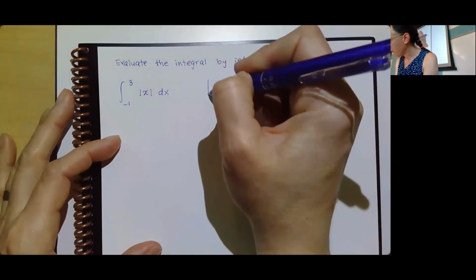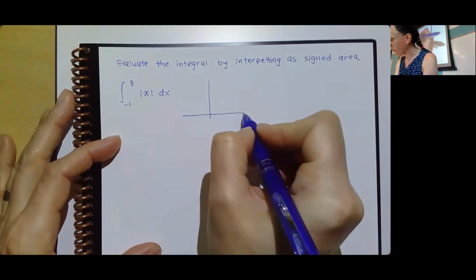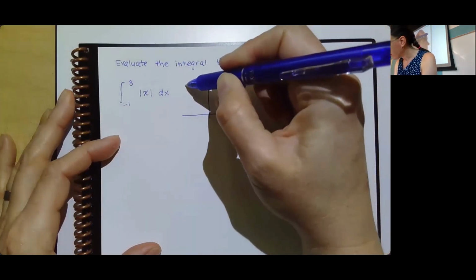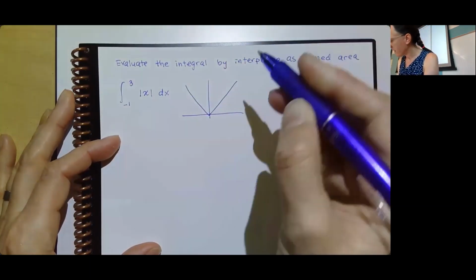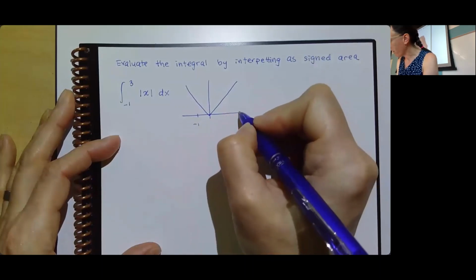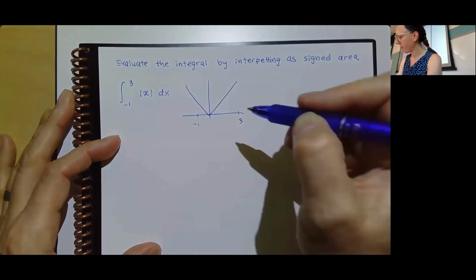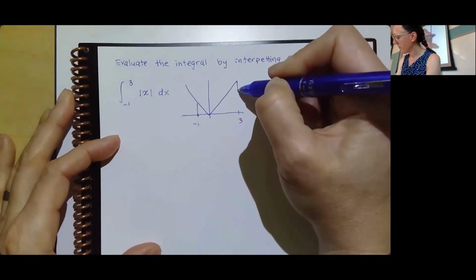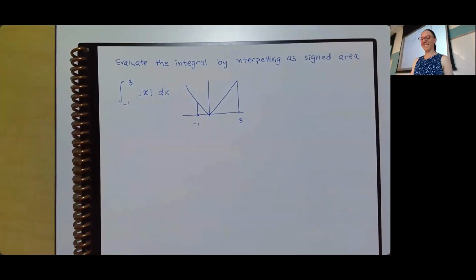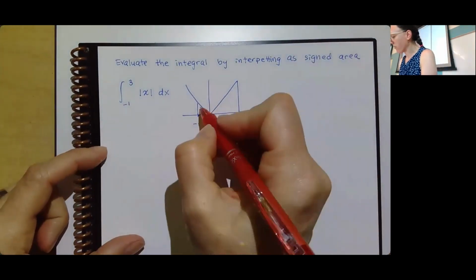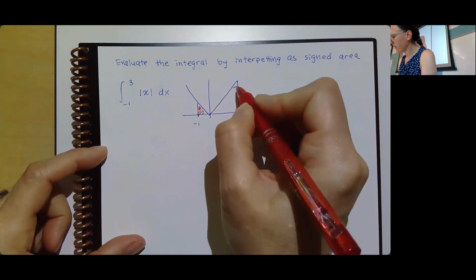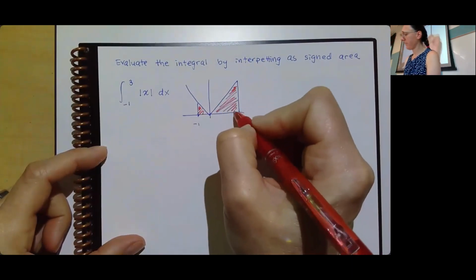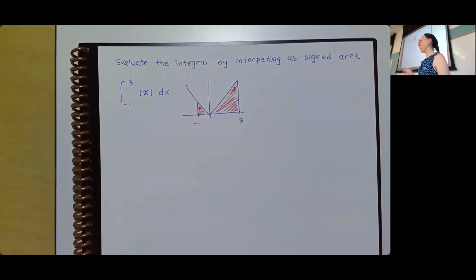And my picture here for absolute value looks like this. And I'm going to go from -1 to +3. So the area that we're looking for is the area of these two triangles. And I will give you, I don't know, 2 minutes to find the area of those triangles on your paper.